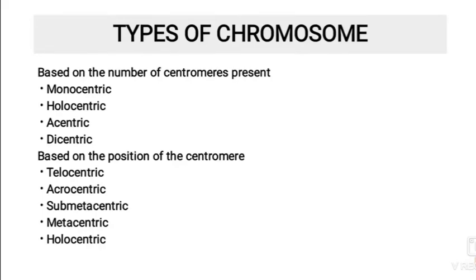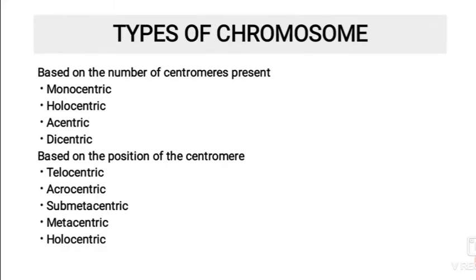Based on the position of the centromere, there are five types. First is telocentric, which is a rod-like chromosome with the centromere present at the terminal end, so there is no p arm, that is, the short arm is absent. Telocentric chromosomes are not found in humans. Next is acrocentric. There are rod-like chromosomes with the centromere present near one end, giving rise to only a very short arm and an exceptionally long arm. Next one is submetacentric.